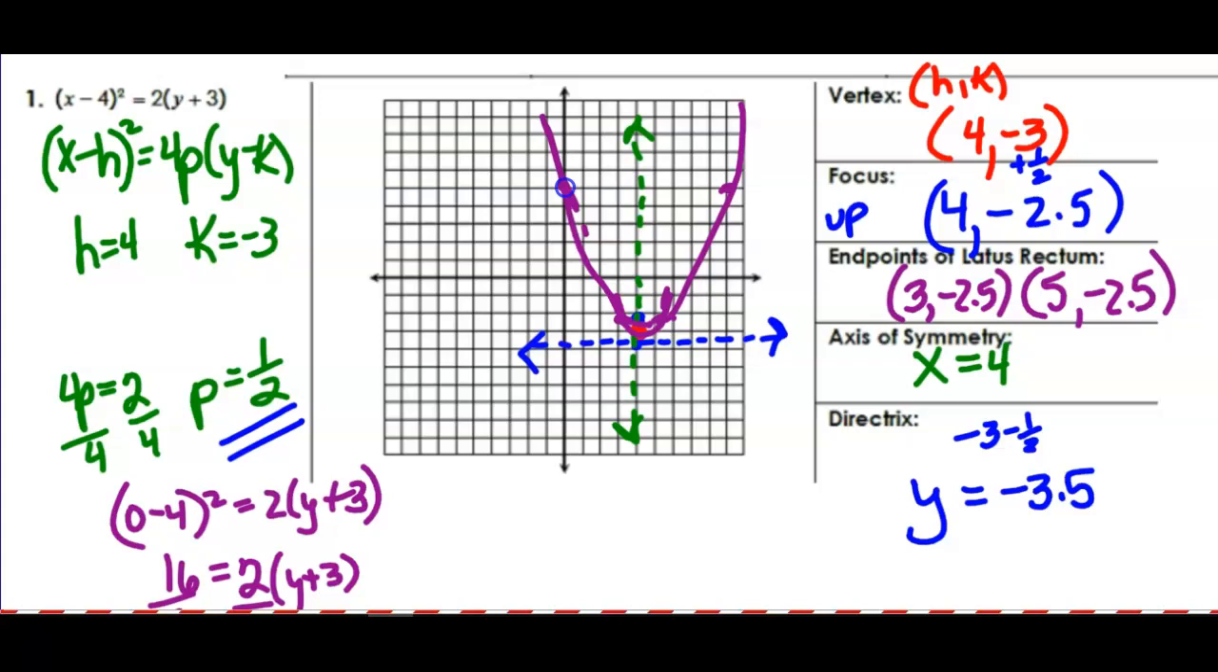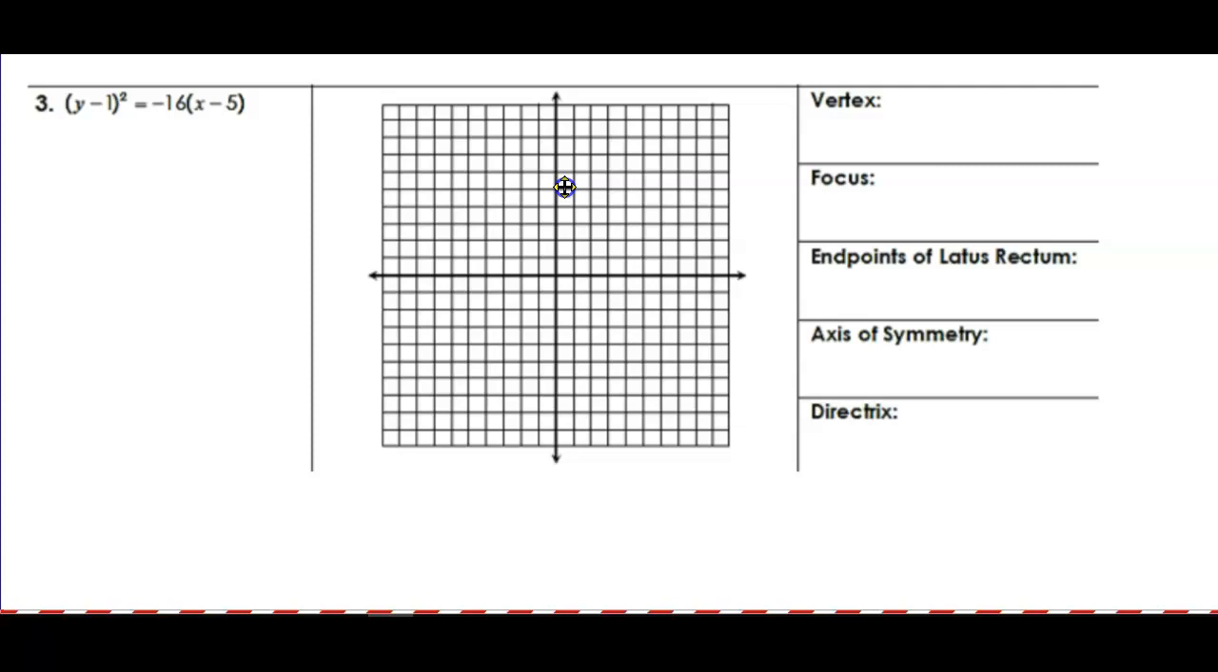All right, I'm sure you just fast forwarded through my painful graphing there. All right, go a little bit faster. This one is going to open sideways though, because the y is squared. So this time it's y minus k, careful, squared equals 4p times x minus h. The x and the h always go together, and the y and the k always go together.